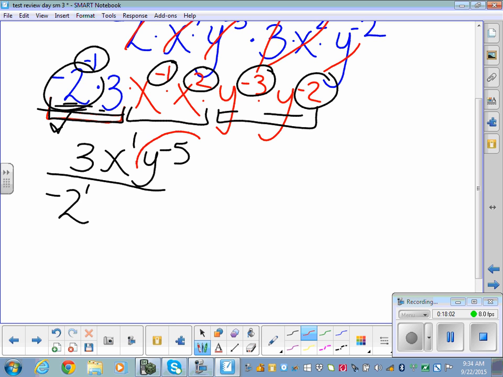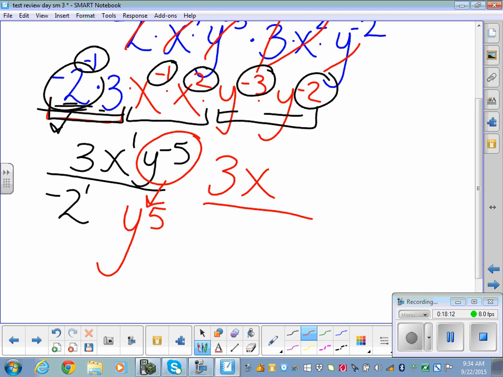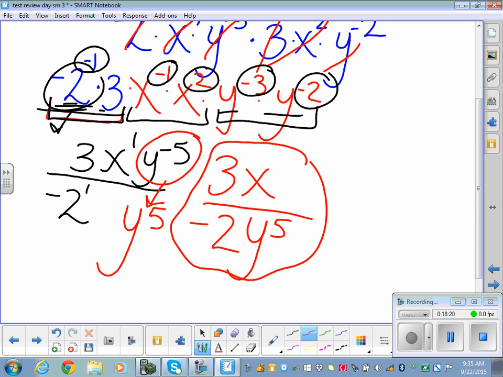Y to the -5 has a negative exponent, so we're going to flip it to the bottom. When we flip it to the bottom, it becomes a positive exponent. So on top, I have a 3. I have an x to the first, which is just x. On bottom, I have -2 to the first, which is just -2. And now I have y to the 5th. Now I've simplified this all the way.